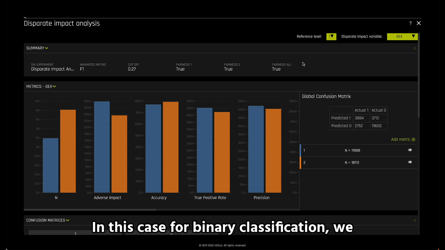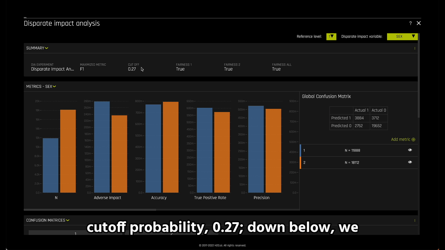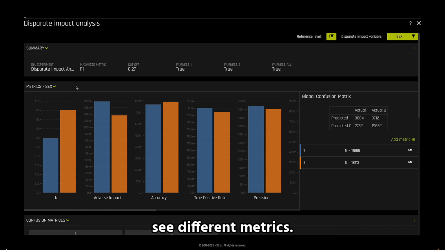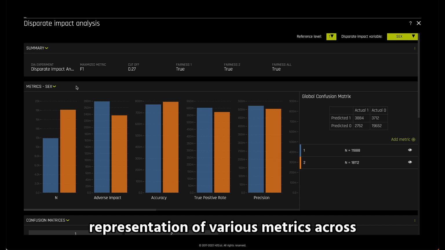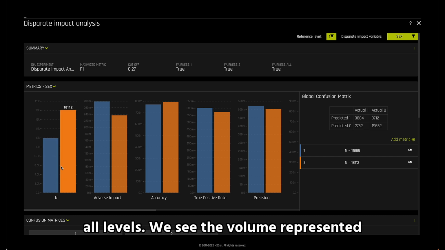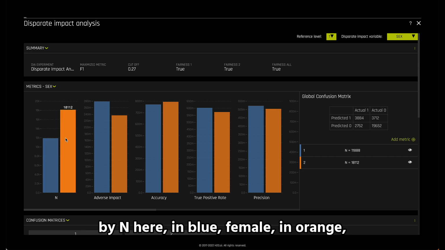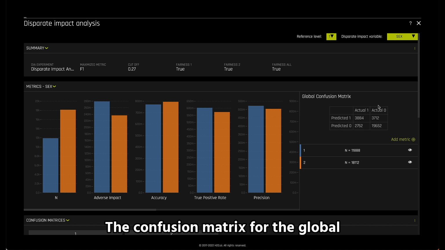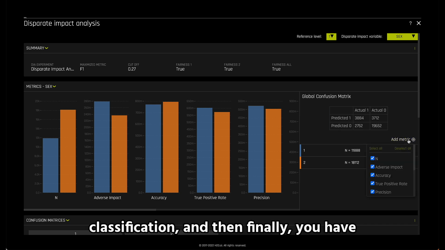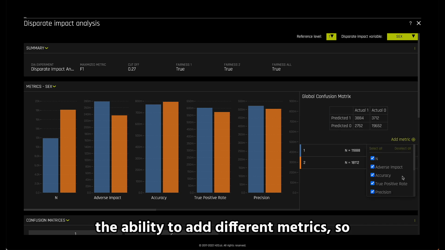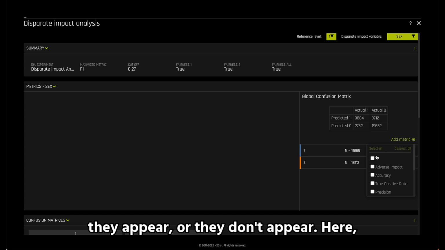In this case, for binary classification, we see 2 other metrics. The maximize metric, which is the metric that is maximized for that classification problem, which is the F1 score, and the cutoff probability, 0.27. Down below, we see different metrics. This metric section gives a graphical representation of various metrics across all levels. We see the volume, represented by N here, in blue, female, in orange, male. The confusion matrix for the global classification, and then finally you have the ability to add different metrics so they appear or they don't appear.